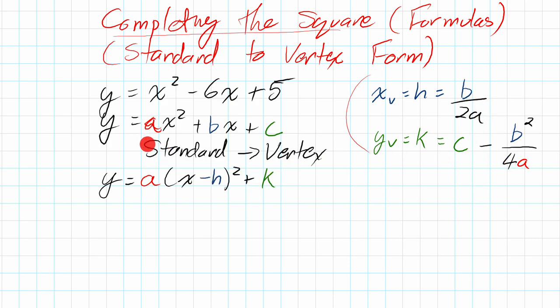What's nice about this is a is equal to a. So in this very specific case, my a value is 1. So in my vertex form, I already know y is going to be equal to 1 times (x minus something as my h value) squared, and then something for my k value. So really my only two unknowns when going from standard to vertex are the h value and the k value. These formulas here relate them.